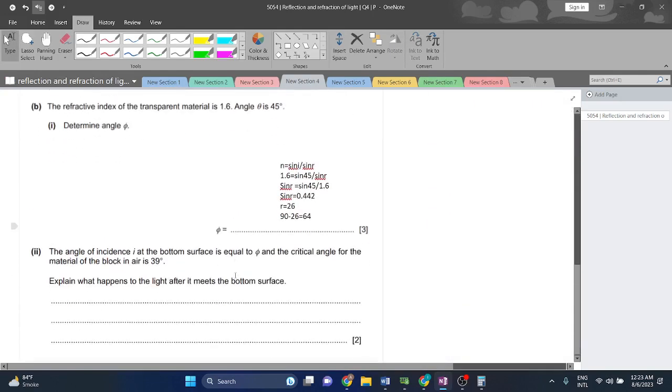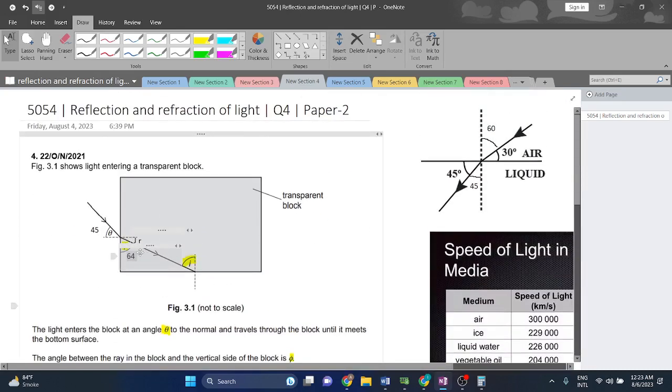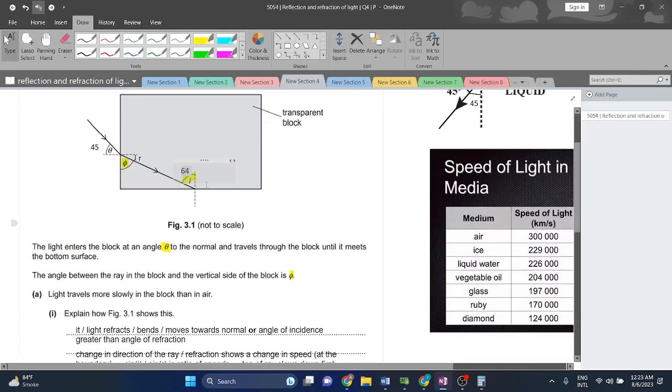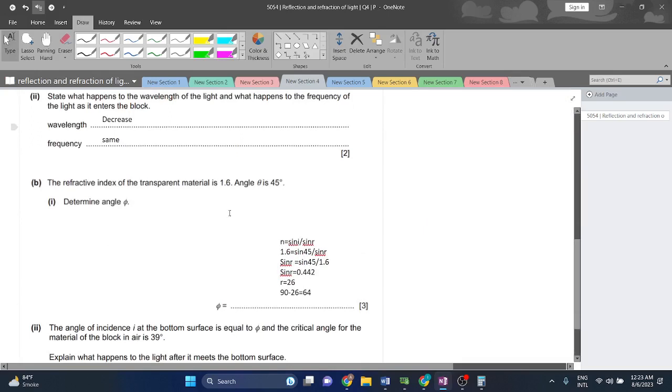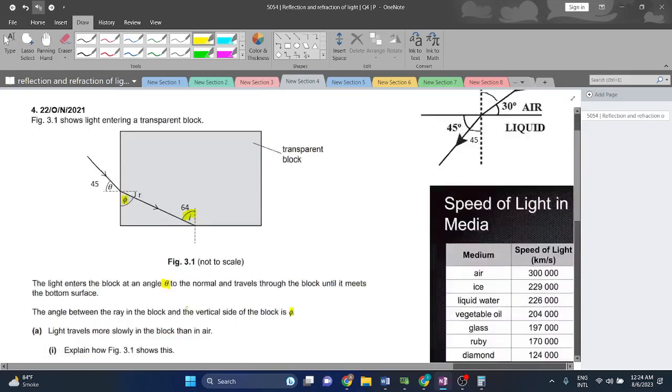ठीक है ना? और उसके बाद they have told us that the critical angle for the material of the block in the air is 39 degrees. So 39 degrees. If this is 64, this will be 64 as well. Or critical angle is 64. I mean, not 64, 39. The critical angle is 39 and the angle of incidence is 64.